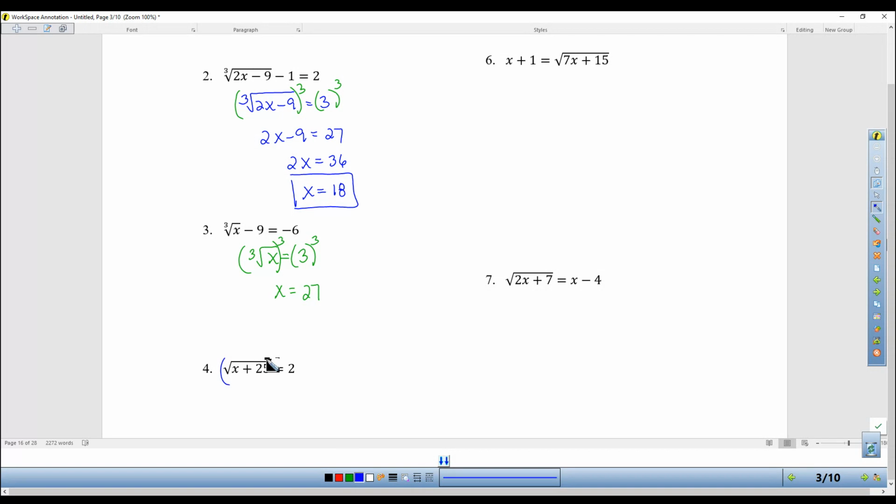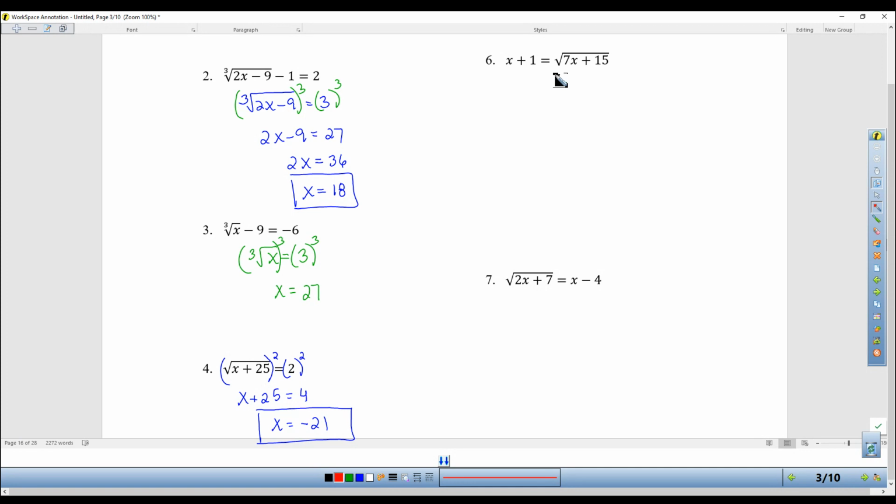On the next one, this is a square root, so I'm going to square both sides. I get x plus 25 is equal to 4. X is equal to negative 21. So while you can't have a negative under the radical, you can have x be a negative number, because negative 21 plus 25 would give you a positive number under the radical.